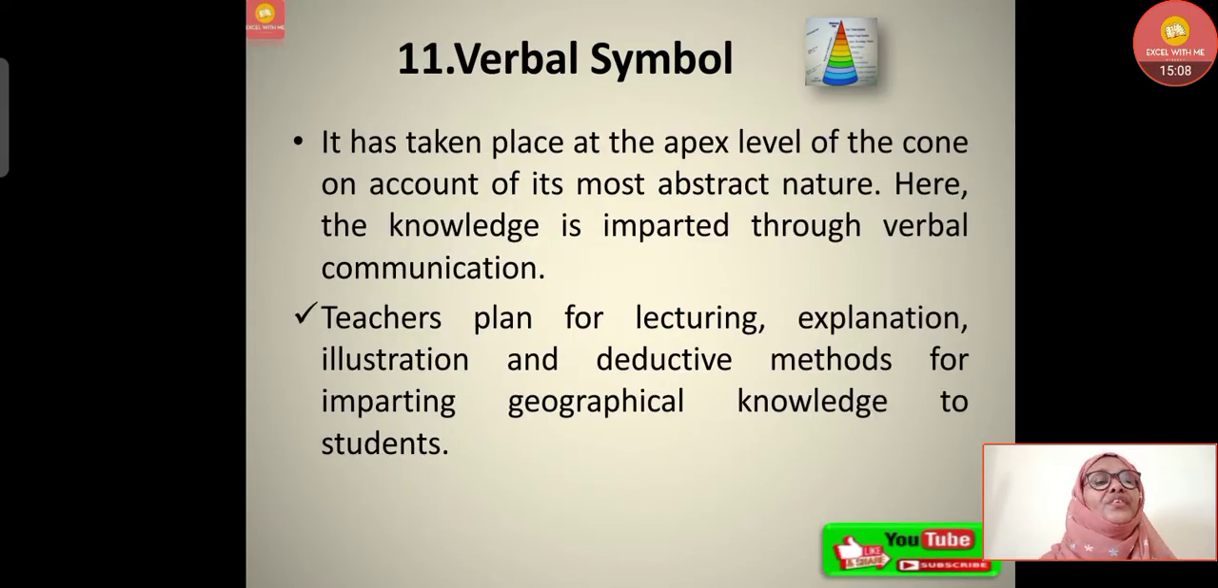Then verbal symbols, the last one, the end of the cone, the peak area, that is, it has taken place at the apex level of the cone on account of its most abstract nature. Here the knowledge is imparted through verbal communication. Verbal may be written text, or spoken. Then teachers plan for lecturing, explanation, illustration, and deductive methods for imparting geographical knowledge to the students.